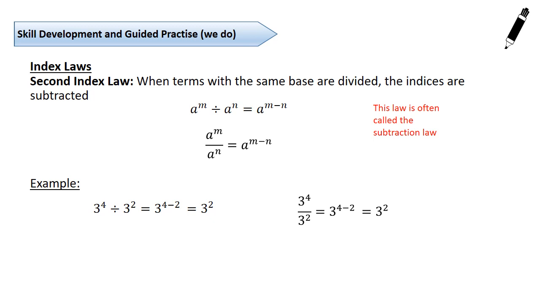Very quickly, guys, I'm going to show you again why this kind of makes sense. If we have 3 times 3 times 3 times 3 for 3 to the power of 4, and on the bottom we have 3 times 3 for 3 squared, and we simplify this, then we cancel out some of the terms on the top and bottom in our fraction. And we end up with only 3 squared. 2 3's left, 3 times 3.